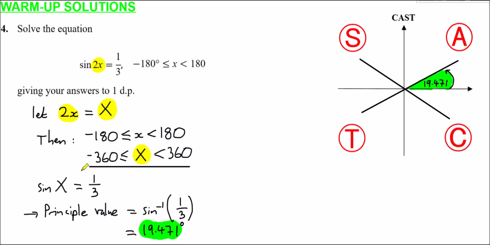However, sin x is 1/3. So sin x is positive. So we need to consider next which quadrants sin x is allowed to be in if our sin x is positive. Well, sin is positive in the A quadrant, because A stands for all positive between 0 and 90, and sin is also positive in the S quadrant. So we can begin to write down the solutions for x. So we've got here that x equals 19.471, and that's absolutely fine. But it's not the only one.